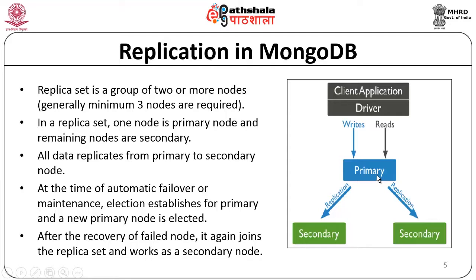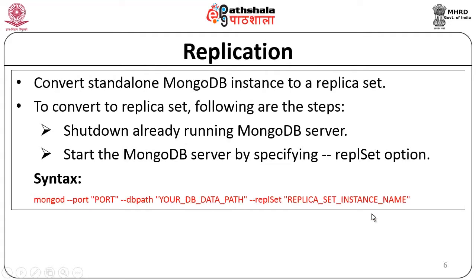At the time of failures, maybe an automatic failure or it may be due to downtime because of maintenance, an election is established for the primary and a new primary node is selected. After recovery of the failed node, it again joins the replica set and works as a secondary node. This way these replica sets will keep going and the client application will not be down at any point of time. Replication actually needs conversion of the standalone MongoDB instance to a replica set.